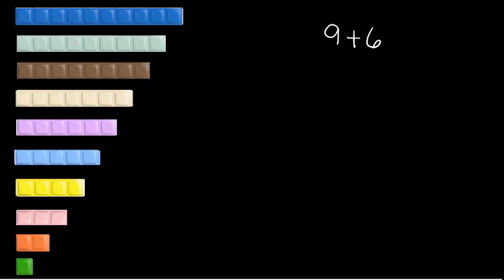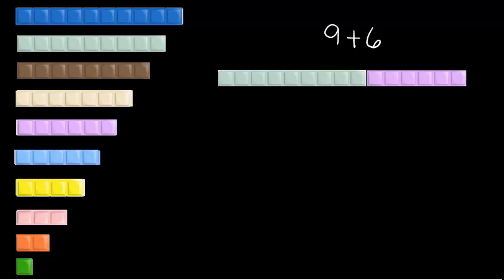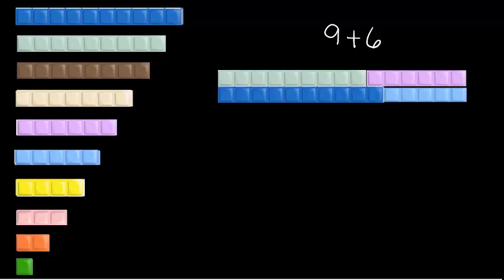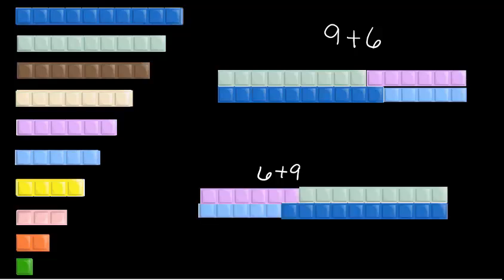9 plus 6. If we get a 9 and a 6, it would look like this. I want that 9 to become a 10, so I'm going to take 1 away from that 6 and put it with the 9. So 9 plus 6 is the same as 10 and 5. 10 and 5 is 15, so 9 plus 6 is 15. And because of the commutative property of addition, 6 plus 9 is also 15.